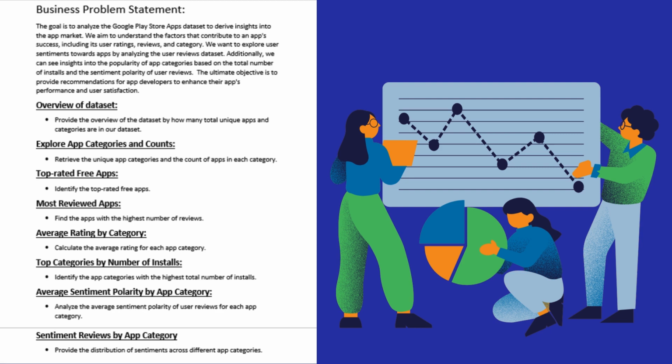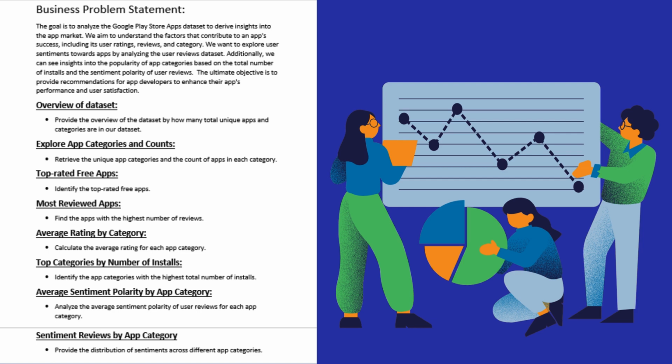The purpose of this Google Play Store analysis project is to analyze the Google Play Store app dataset to drive insight into the app market. We aim to understand the factors that contribute to an app's success, including user reviews, rating, and category. We want to explore user sentiment towards apps by analyzing the user review dataset. Additionally, we can see insight into the popularity of app categories based on the total number of installs and the sentiment of user reviews. The main purpose of this project is to give a guide and recommendations to app developers to enhance their app preferences and user satisfaction.